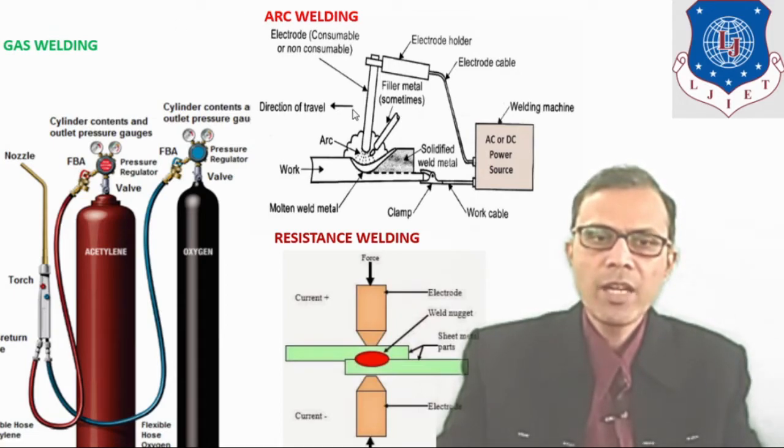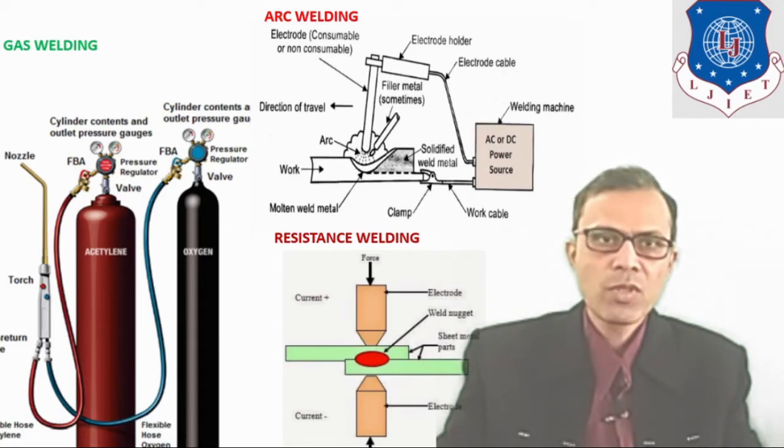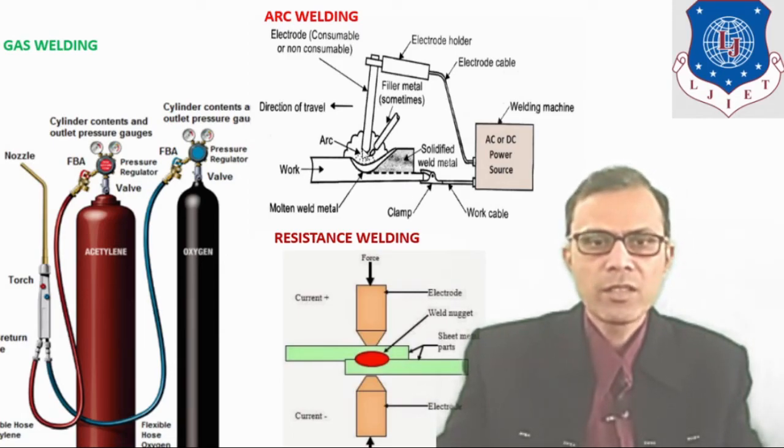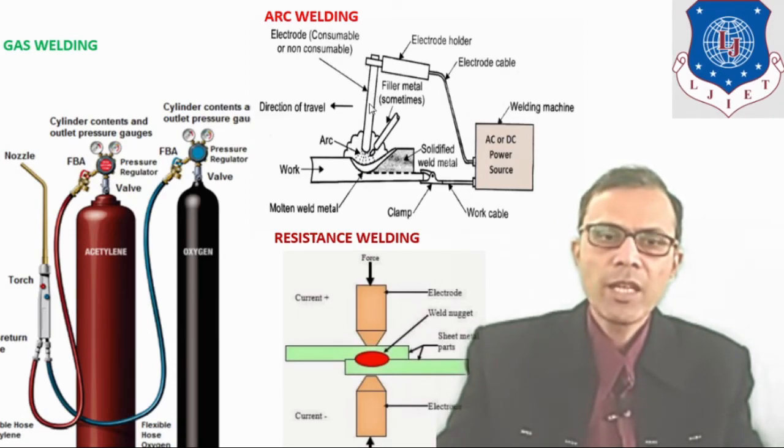Next is arc welding. In case of arc welding, one metal electrode is used. It may be consumable or non-consumable, and filler metal is also used. AC or DC source is used. So one cable is connected with the electrode, another cable is connected to the workpiece, and by the heat energy that is produced between the electrode and workpiece, the welding action takes place. That is known as arc welding.